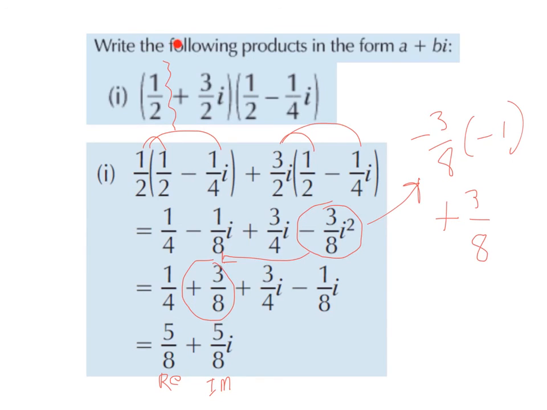So the question asked me to write the following products in the form of a plus bi, a being the real part, which is going to be 5/8, that must be the first part, and bi representing the imaginary part, 5 over 8 i. This is a tricky enough question because it's all fractions. For the first few parts we have to multiply fractions. The rule is top by top, bottom by bottom. And for the last few parts we have to add or subtract fractions, and our rule is that we find a common denominator.